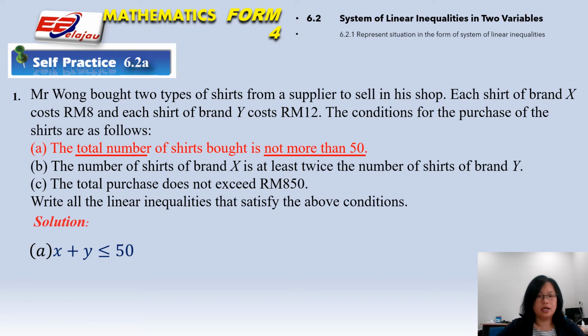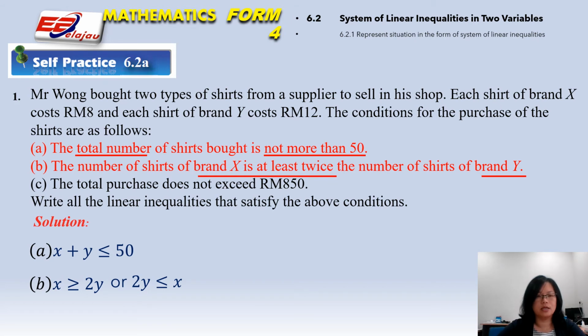B. The number of shirts of brand X is at least twice the number of shirts of brand Y. We can represent it by x is always more than or equal to 2y. Or it can also be written in vice versa format, that is, 2y is always less than or equal to x.